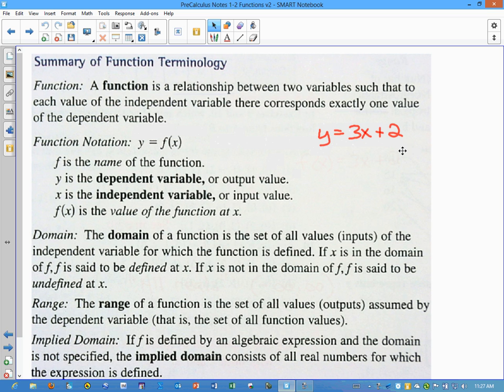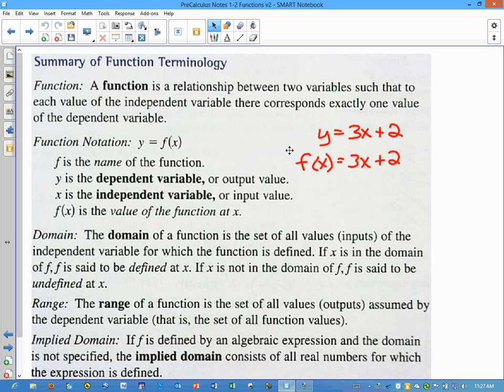For example, if I have the equation y equals 3x plus 2, this is a linear polynomial. You should recognize that as the equation of a line. It's in y equals mx plus b format. But we could also write this in function notation, saying f of x equals 3x plus 2. So both of these would be equivalent if we're treating this as a function.